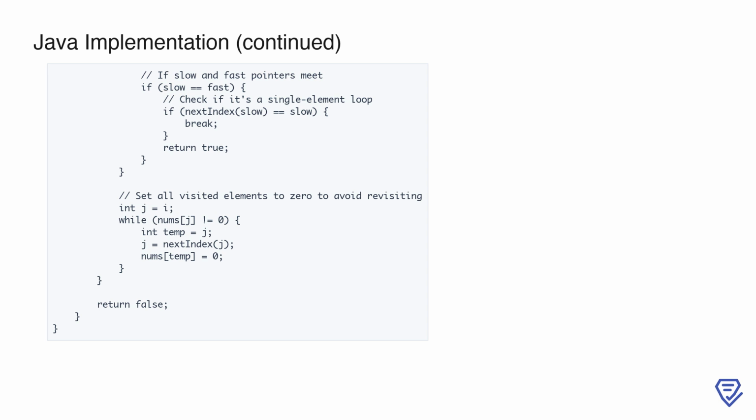If no loop is detected, we proceed to mark all visited elements as 0. This ensures that we avoid revisiting them in subsequent iterations. Starting from the current index i, we repeatedly move to the next index using nextIndex, setting each visited index to 0 until we encounter a 0. Finally, if no valid loop is found after processing all elements in the array, the method returns false. This implementation efficiently handles the problem with O(n) time complexity by ensuring each element is processed only once.